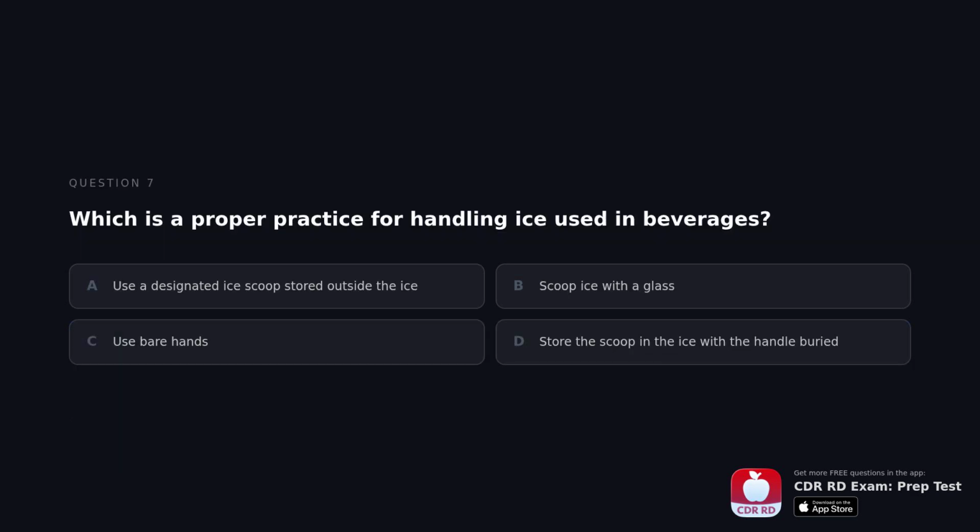Which is a proper practice for handling ice used in beverages? A. Use a designated ice scoop stored outside the ice. B. Scoop ice with a glass. C. Use bare hands. D. Store the scoop in the ice with the handle buried.